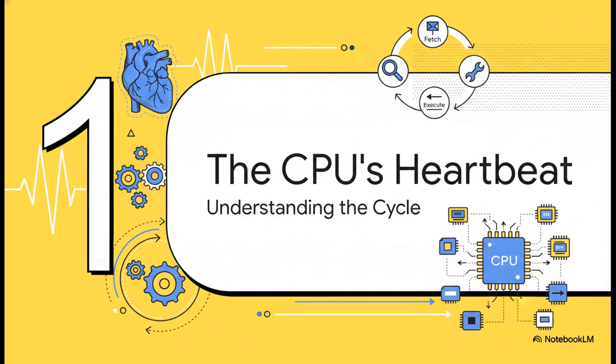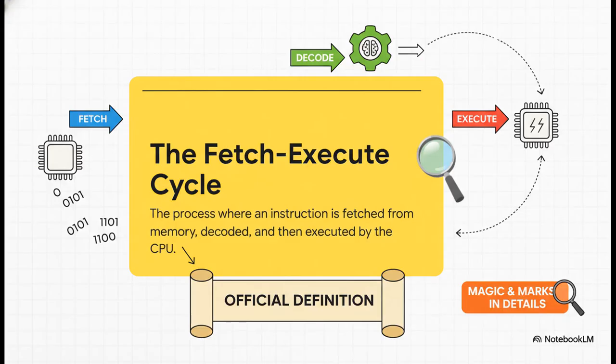The best way to think about the fetch-execute cycle is like the CPU's heartbeat. It's this constant, non-stop rhythm, this fundamental process that the CPU repeats over and over again to run every single program on your computer. So, what is the official definition? Well, it's pretty straightforward. It's the process of grabbing an instruction from memory, figuring out what it means, and then, well, doing it. Simple, right? But the real magic, and where you get the exam marks, is in the details of how that happens.